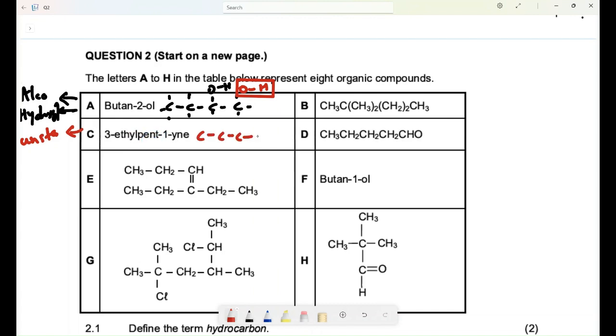1, 2, 3, 4, 5. I'm told that at position number 1, from wherever I start counting, I have what? 3 bonds. Remember, yne means 3 bonds. So starting to count from 1, here I have 3 bonds. Also in carbon number 3, I have an ethyl group, an alkyl group. Eth means 2 carbons there, in position number 3. If I start counting 1, 2, 3, it means somewhere here I have CH3, CH2, like that.